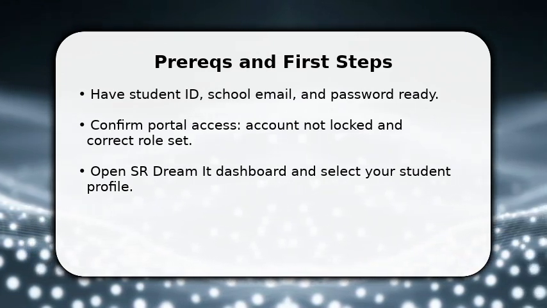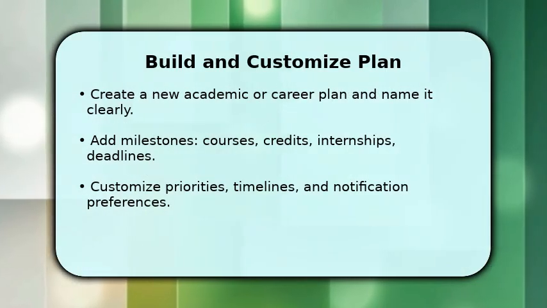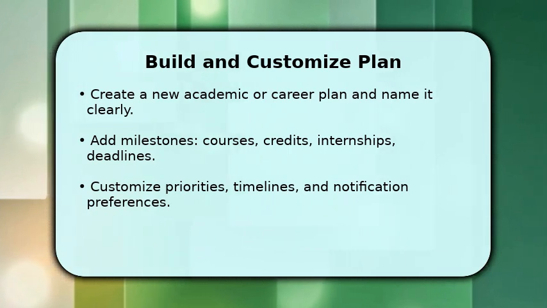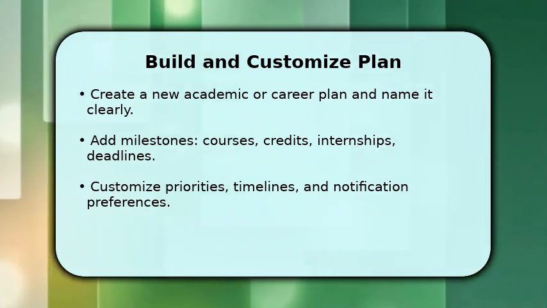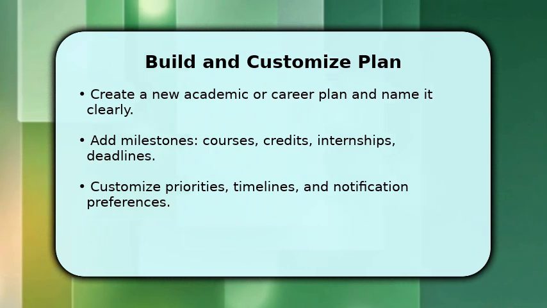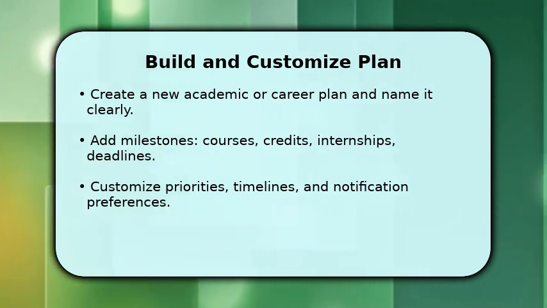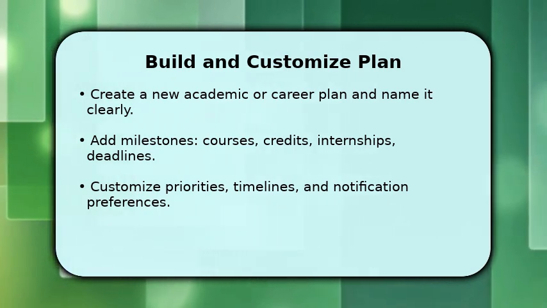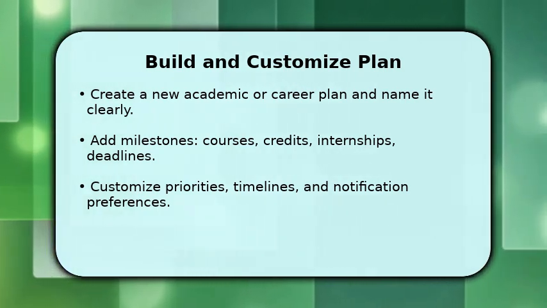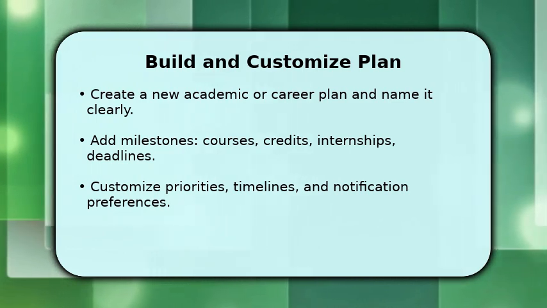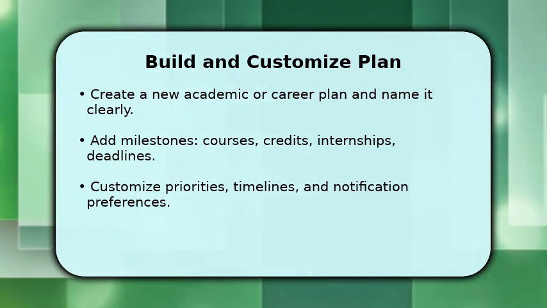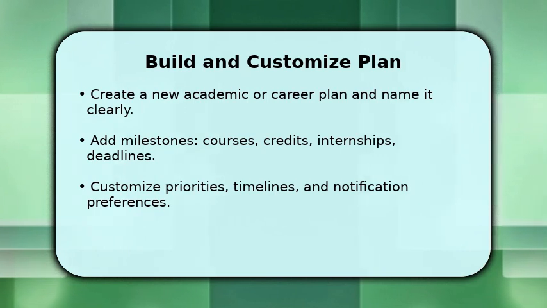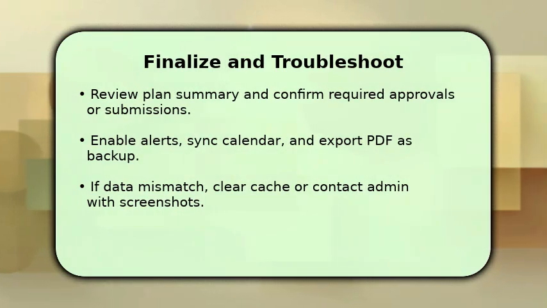You now build the plan by creating a new academic or career framework and giving it a clear name. That helps later retrieval. Next, add milestones such as required courses, credit targets, internships, and deadlines so the dashboard can generate a timeline. Then customize priorities and timelines, assigning due dates and reminders so the system nudges you. As you adjust fields, the dashboard recalculates progress, which is why precise entries matter. Accuracy drives useful recommendations.